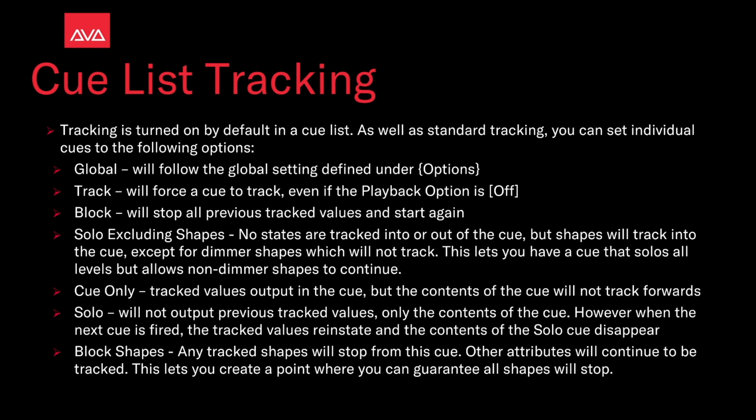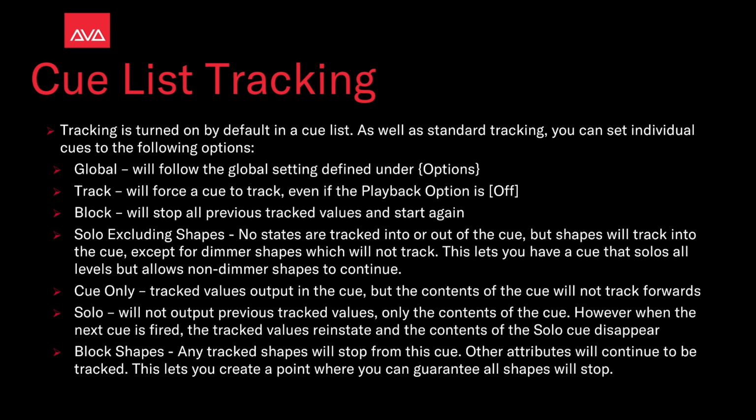Tracking is turned on by default in a queue list, as well as standard tracking. You can set individual queues to the following options. Global will follow the global setting defined under the options. Track will force the queue to track even if the playback option is off. Block will stop all previous tracked values and start again.